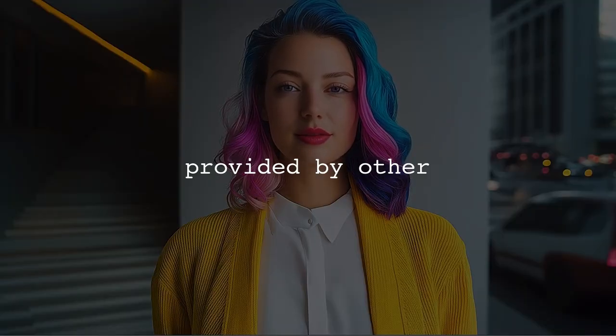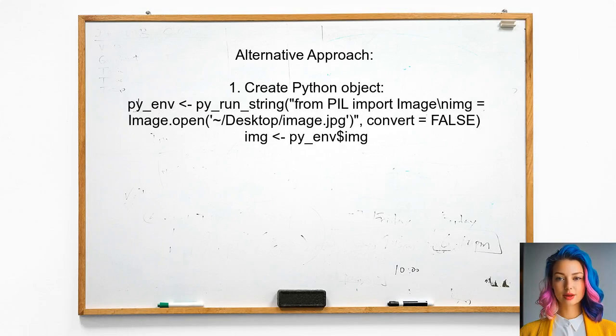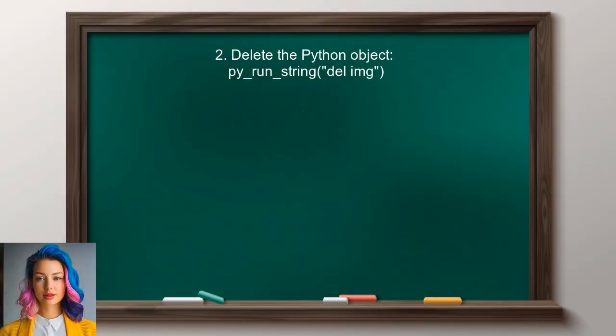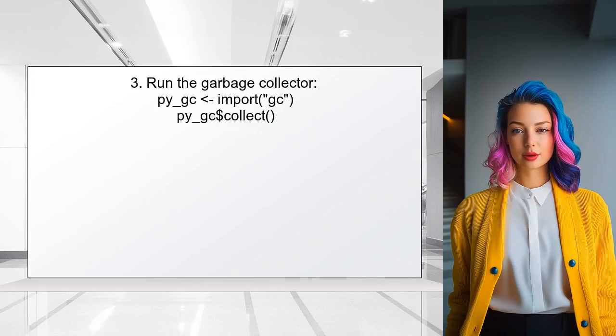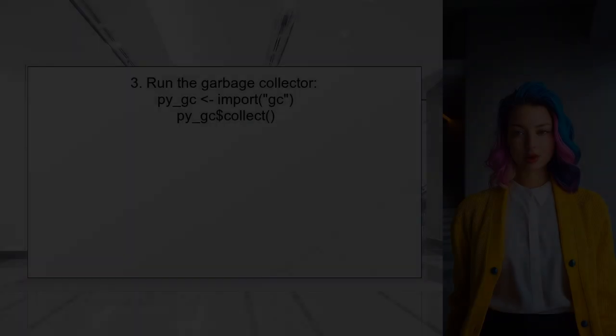Now, let's look at the answers provided by other users. An alternative approach to clearing a Python object from memory in R involves 3 key steps. First, explicitly create the Python object using the py_runString function. This allows you to name the object for later deletion. Next, when you're done with the image, delete the Python object using the del command. This is crucial for freeing up memory. Finally, run the Python garbage collector to ensure that the memory is cleared effectively. This step is essential for managing memory usage.